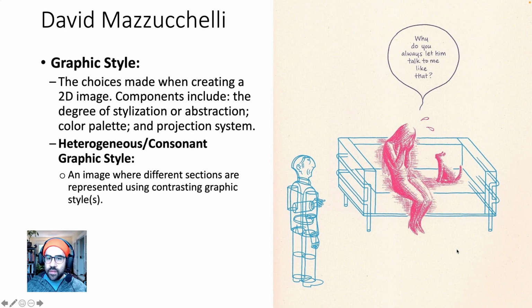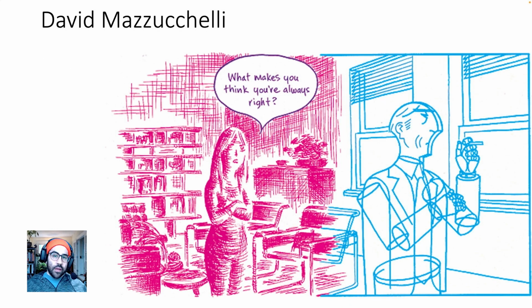In this example from David Maticelli, one character in the image is rendered in a pink crosshatch, another character is rendered in a really geometric, almost empty, really formal style. And that is something the illustrator is choosing to do to help highlight the differences between these two characters. So we can see that here, heterogeneous or consonant graphic style. And that is where multiple different graphic styles are used in the same image. You can see another example of that here. So you could think about this approach being useful if you're referencing a poem that has some sort of a contradiction in it or some sort of a conflict between different characters.